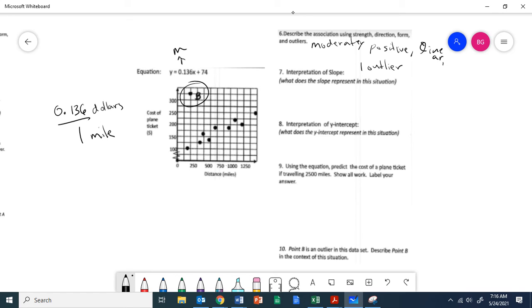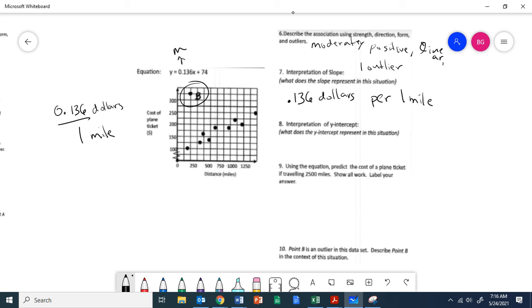Now, when we write this out, remember division is per. So I'm going to say $0.136 per 1 mile. Remember, it's per 1 of the x. So per 1 mile. The interpretation of the y-intercept. Go ahead and try this one.